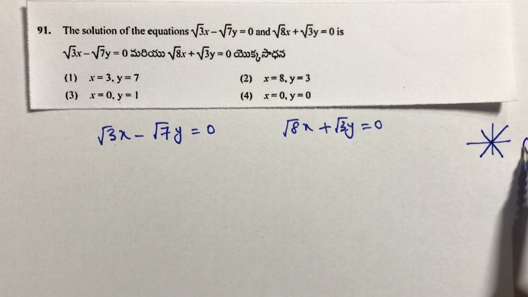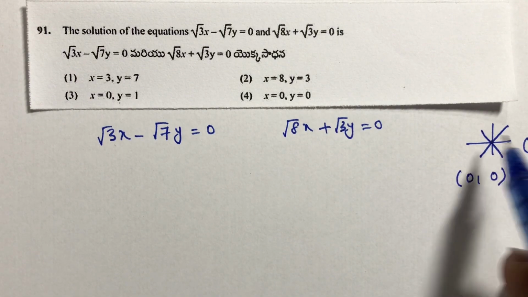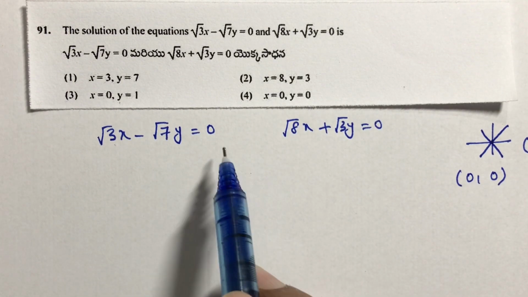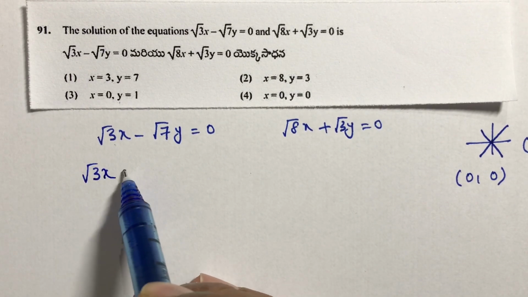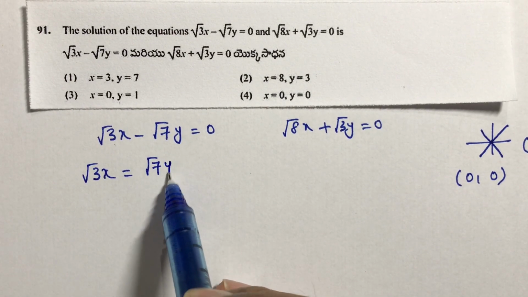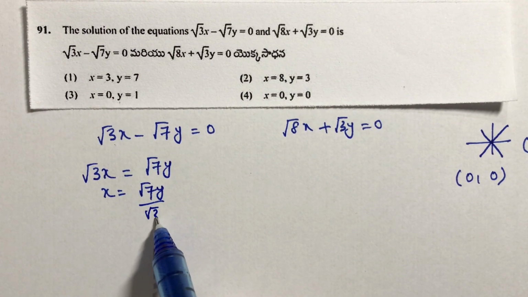So both the lines will meet at origin, so the solution will be (0, 0). So the correct option will be 4. But I'll explain this problem with the help of substitution method. So root 3x equals root 7y. So x equals root 7y by root 3.